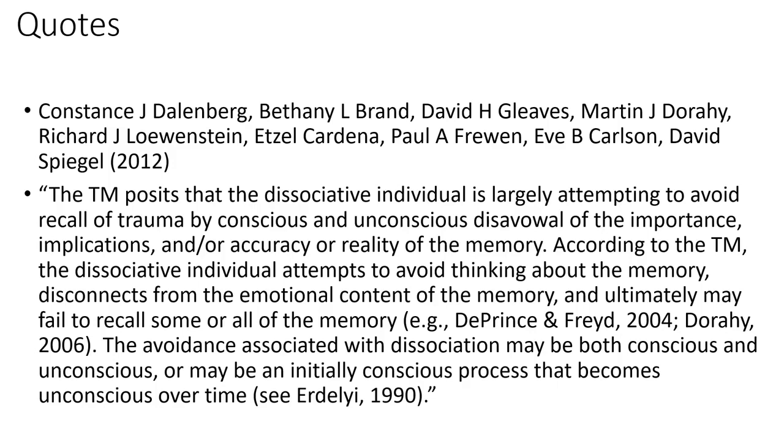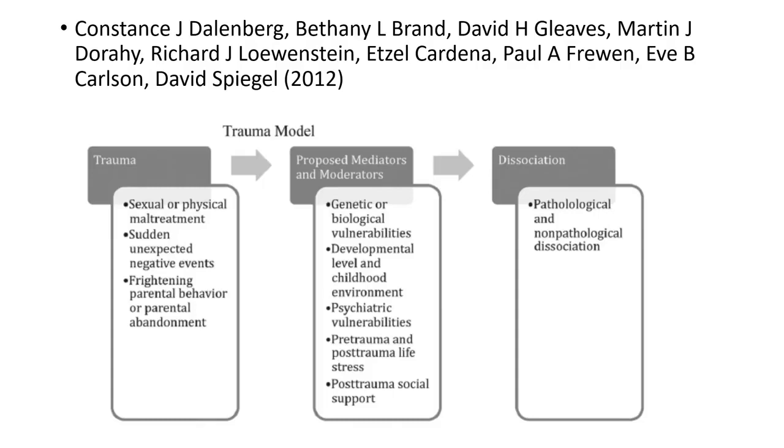Now, here is the diagram of the model that they talk about in that same article, by Dallenbach et al. So let's go through this a little bit. The way they have it written out as a trauma model is that they have trauma on the left with arrows pointing to mediators and moderators and then to dissociation. What I take this to mean is that the overall model really is that trauma causes dissociation, and that is mediated or moderated by some variables. I think that is the best way to explain what they're thinking here.